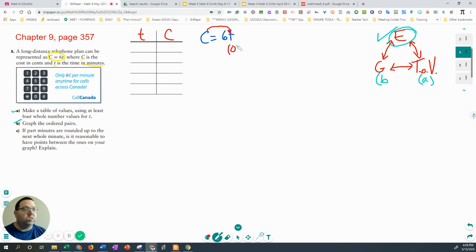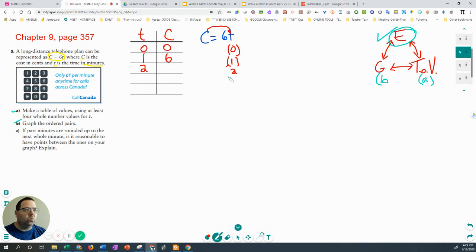What if you don't use the phone at all? In other words, you spend 0 time on the phone. Well, if you spend 0 time on the phone, it shouldn't cost you anything. If only cell phones worked that way. If you spend 1 minute, it says time in minutes, then it's going to cost you, C is the cost in cents, 6 cents. Wow, I wish cell phones really were this way.